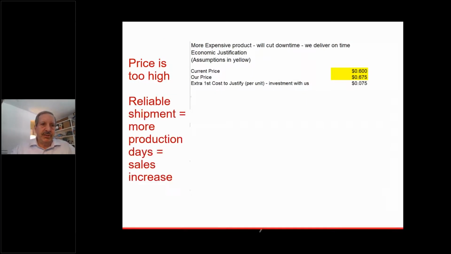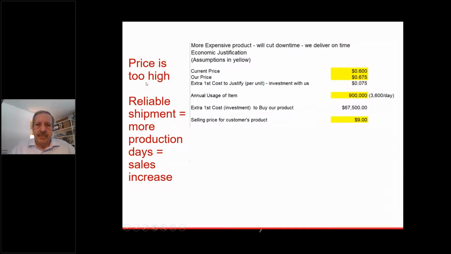Let's look at another case. Yes, we're higher priced, but we have more reliable shipment. So it's the same product, same basic analysis. They're going to be spending another $67,000 a year with us. How can we justify it?